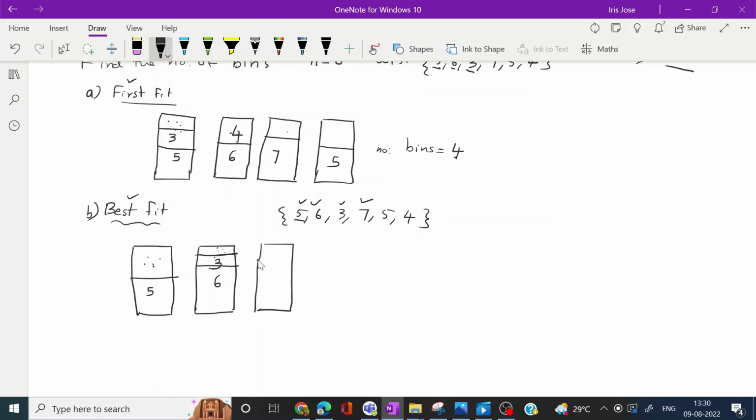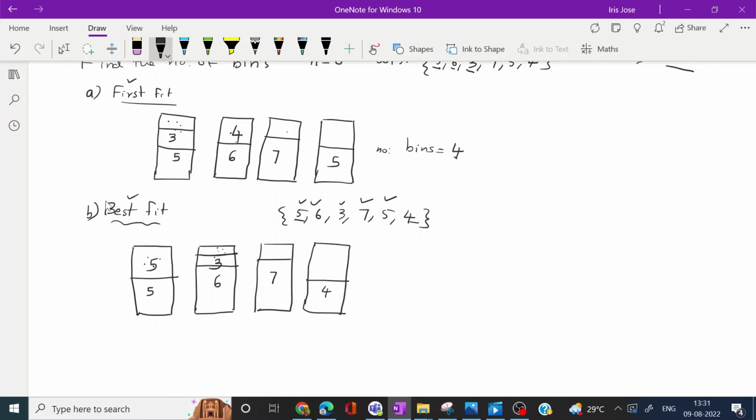So this item is placed here. This is 7. The next item is 5. 5 I can place in the first bin, because there is space in the first bin. I have placed it in the first bin. Then 4. 4 I cannot place in any of the 3 bins, so I have to take a new bin for this. So in the new bin I will be placing 4. So here after using best fit, the number of bins required is 4. So here also the number of bins required is 4.